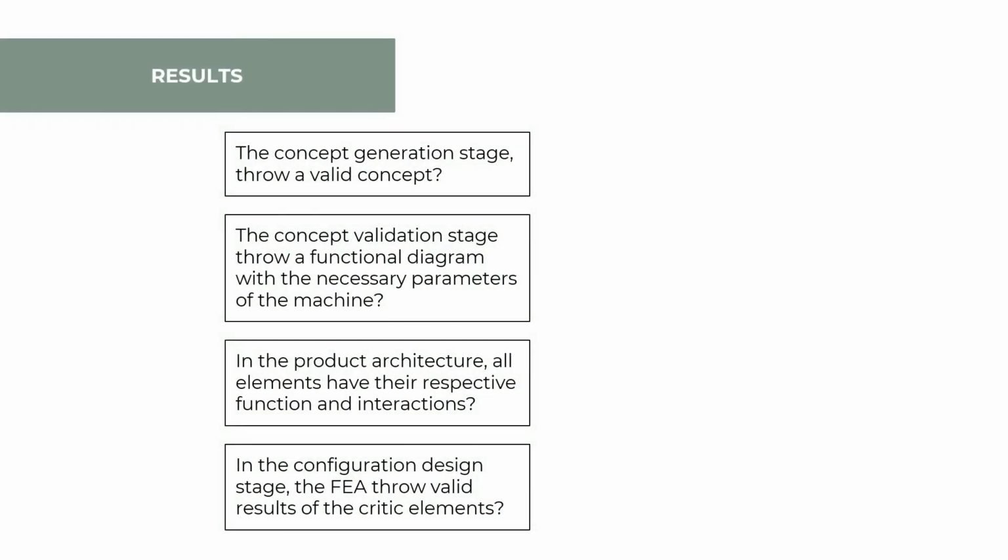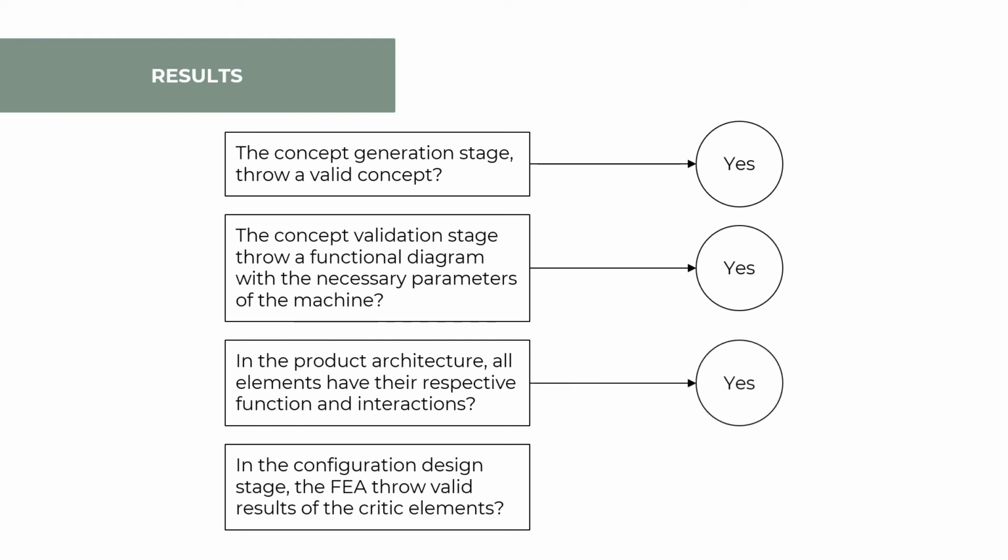The concept generation stage throws a valid concept. The concept validation stage throws a functional diagram with the necessary parameters of the machine. In the product architecture, all elements have their respective function and interactions.